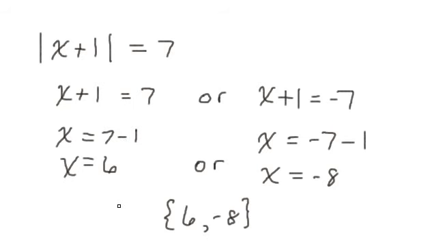Alright, let's work some more examples. Okay, let's work another one. I got a good one here for you. We've got the absolute value of 2x minus 3, got to close it off, is equal to 11, and we want to solve for x. I want to find the solution set.